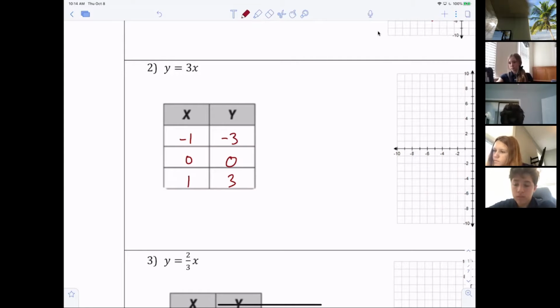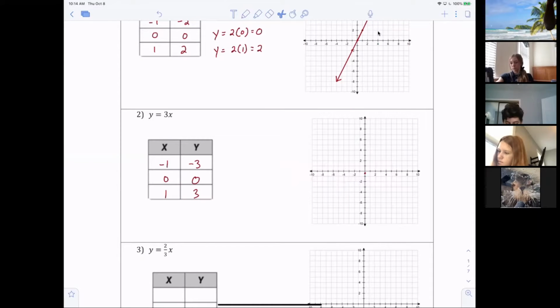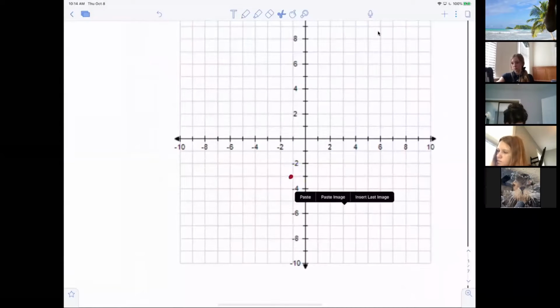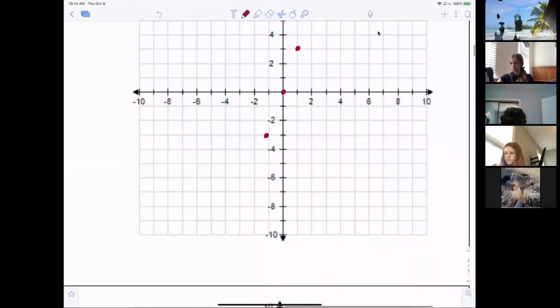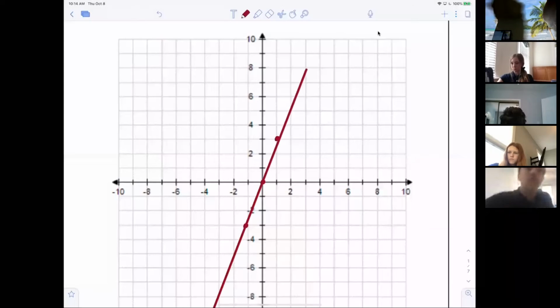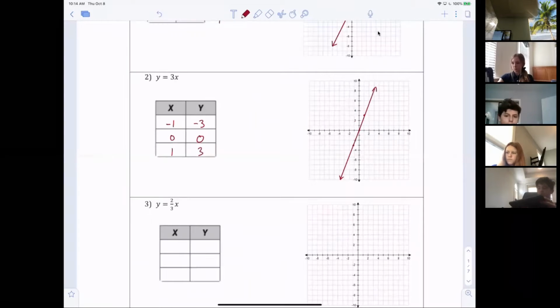Now we're going to plot those 3 points, and it should make a line. So -1, -3. Then I plot 0, 0. And then 1, 3. Again, I just don't think that's that hard. Anybody have any issues with plotting those points? All right, so now I'm going to draw the line. There you have it. Simple as that. Anybody have any issues?